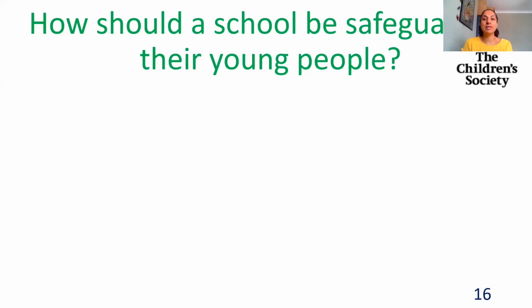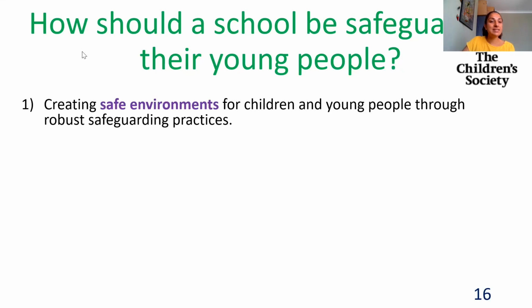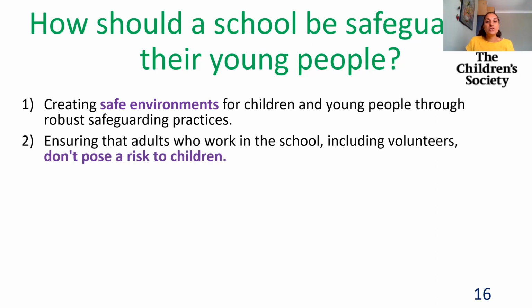So how should a school be safeguarding their young people? According to the Children's Society, it's about creating a safe environment for children and young people through robust safeguarding practices. So this is putting in place clear procedures that staff can follow and students are made aware of. But it's also about how in classrooms we're creating safe environments when we're teaching about sensitive topics. Secondly, it's by ensuring that adults who work in the school, including volunteers, don't pose a risk to children. So again, this is through DBS checks, updated DBSs, and making sure that volunteers and visitors either have a valid DBS or are escorted and accompanied by staff who do.